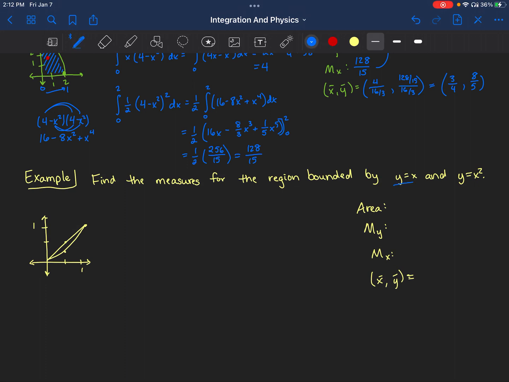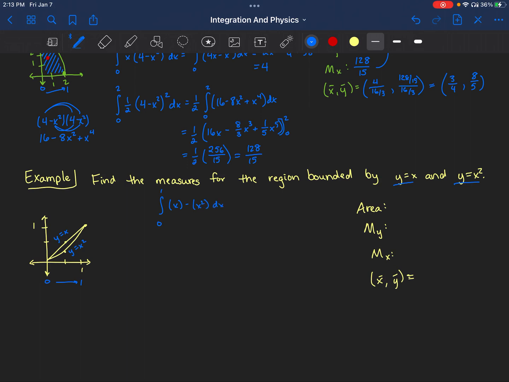I used y equals x and y equals x squared. Notice my x values go from 0 all the way over here to 1. And so that's going to be when I try to find my area, what I'm going to do. Notice that y equals x is the one on top and y equals x squared is the one on bottom. So I'm going to do x first and x squared second. So we're going to integrate from 0 to 1 of x minus x squared, and this should give me my area.